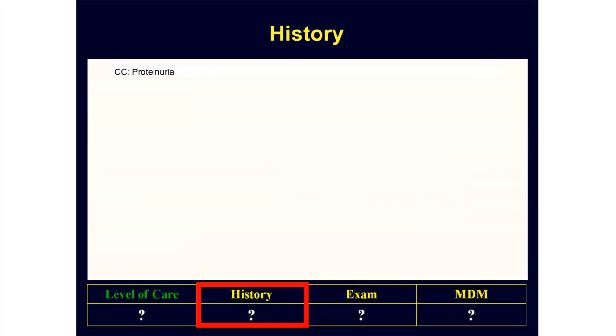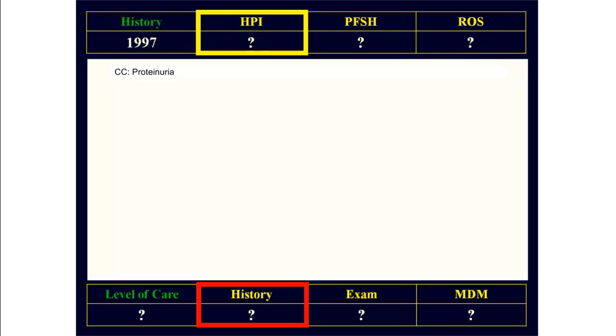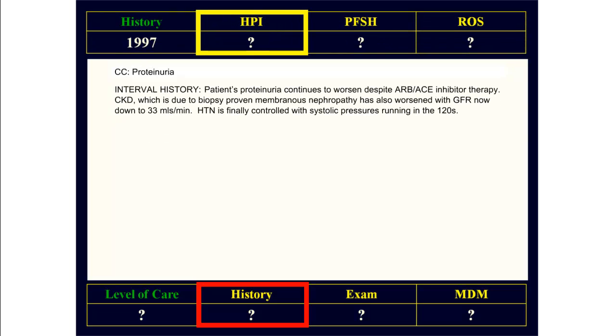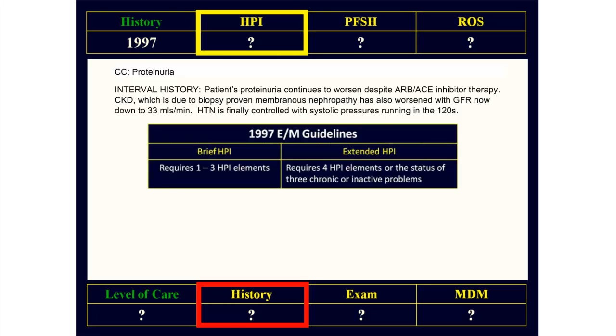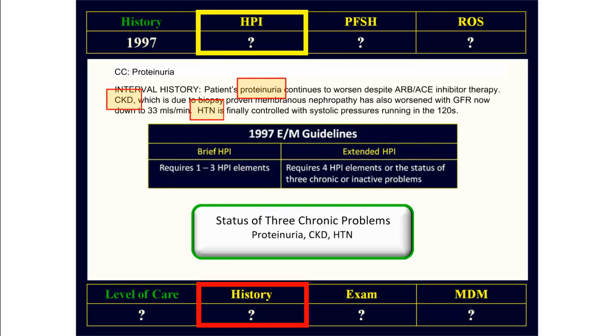Here we have a valid chief complaint. Then, looking at the HPI, the doctor states the patient's proteinuria continues to worsen despite ARB ACE inhibitor therapy. CKD, which is due to biopsy-proven membranous nephropathy, has also worsened, with GFR now down to 33 mL per minute. Hypertension is finally controlled with systolic pressures running in the 120s. So using the 1997 guidelines, we see here we've commented on the status of 3 chronic problems. That means this would qualify as an extended HPI.